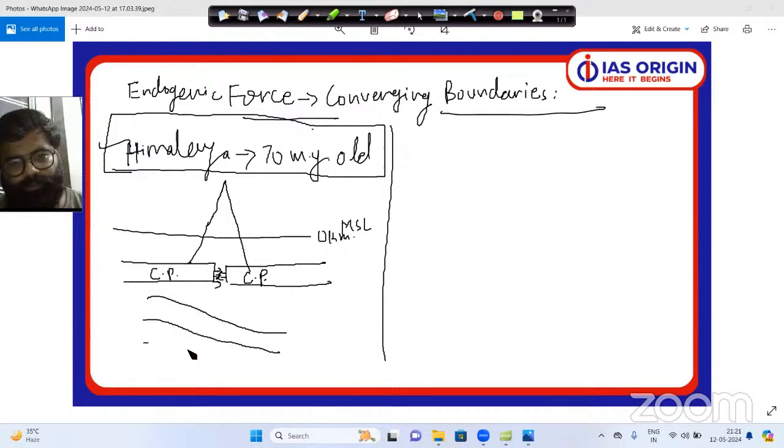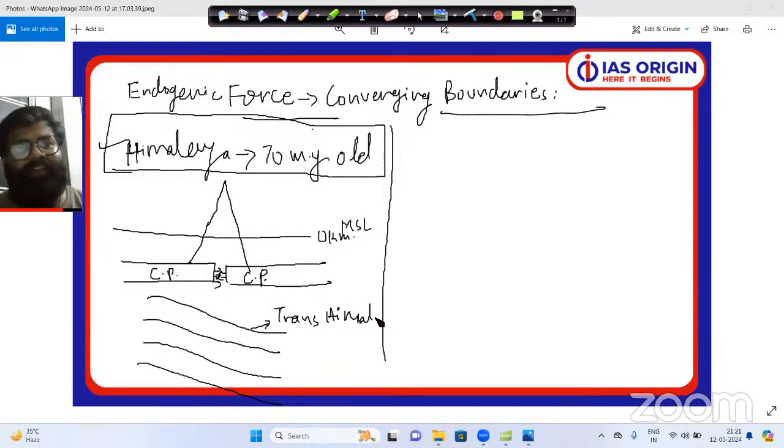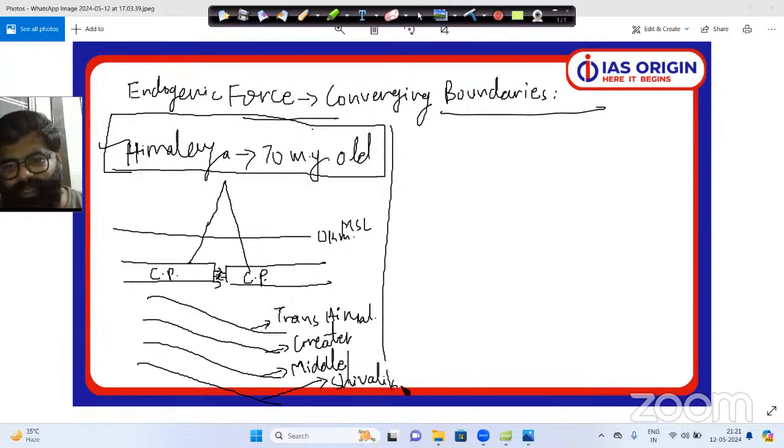Number 1, number 2, number 3, and number 4. Now the northernmost Himalayan range is your Trans Himalaya. That means Himalaya is the youngest fold mountain, but in Himalaya also Trans Himalaya is the oldest range. And after that, the second range of Himalaya you will see as Greater Himalaya. Then the third range you will see as Middle Himalaya or Himachal Himalaya, and the fourth range you will also see as Shivalik. Now you please notice one thing.